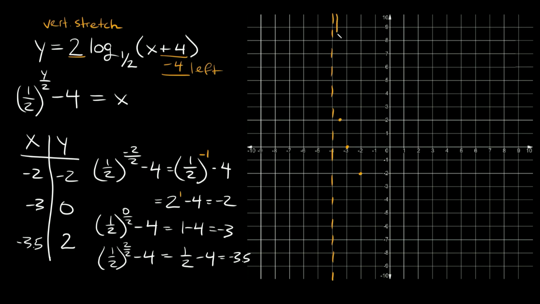All right, so then we'll draw our graph. Cool, so there's our graph. Now lastly, the domain and the range. So the domain this time is going to change, right? Because we moved the asymptote to the left. So this time it's going to go from -4 to infinity.